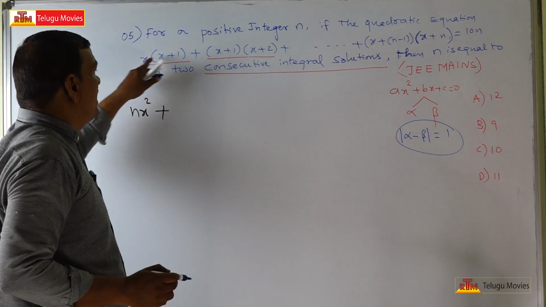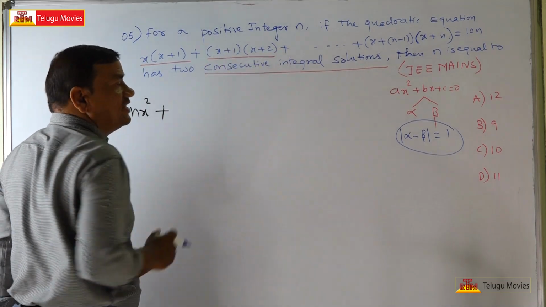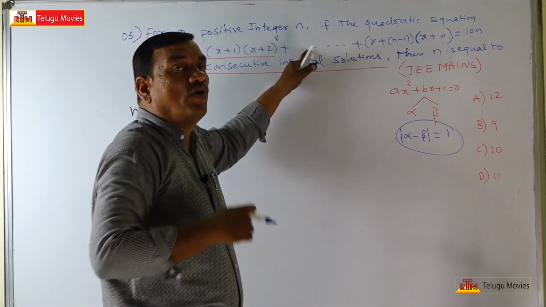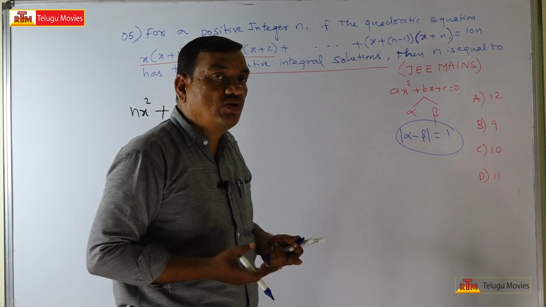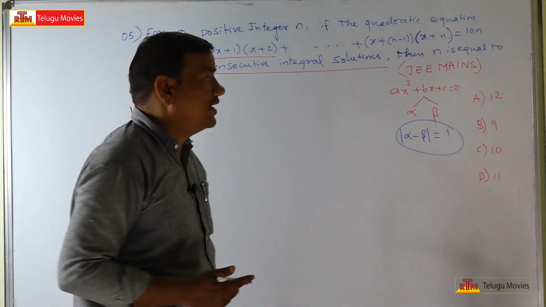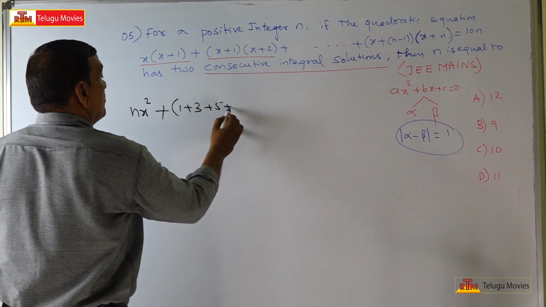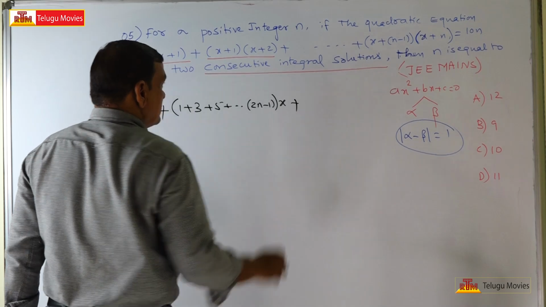Observe here the constant x into 1. 1x here, 2x plus x, 3x. Here 1x, here 3x. Next you will get 5x, next you will get 7x. Ultimately, lastly, how much will you get? (2n minus 1)x, odd numbers. That is equal to (1 plus 3 plus 5 plus so on up to 2n minus 1) into x plus.